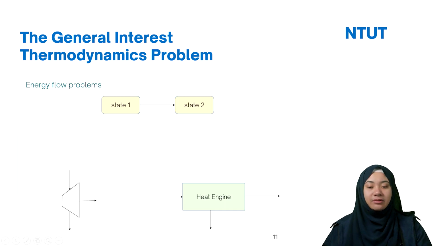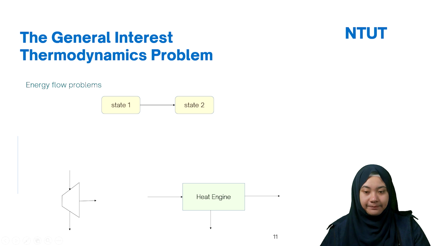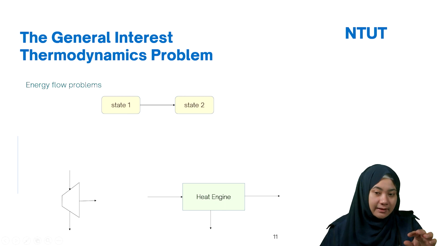The same with the turbine. Here, for the turbine, you have in and out. And the heat engine is also the same. You have in, you have out, and this is perhaps Q, perhaps W. Here you also have W. So in this case, you need to know about energy flow problems.